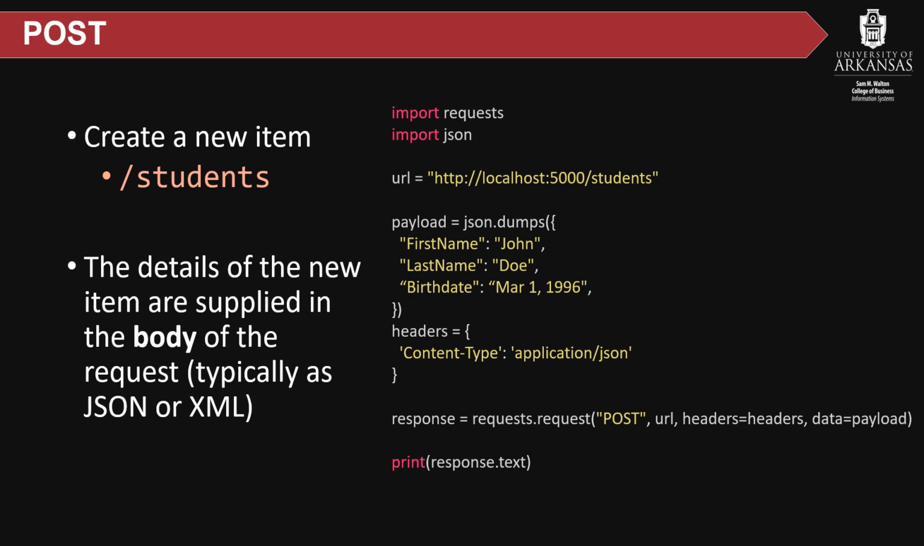The post verb is used to create new entities in our system. While we can use query parameters to specify the details of the post command, it's kind of uncommon, and we prefer to hide this in the body of our request, usually in JSON or XML format. In this case, we're using name value pairs in a JSON format because Python takes care of taking a dictionary, converting it to JSON very easily for us. You can notice in our code right here.